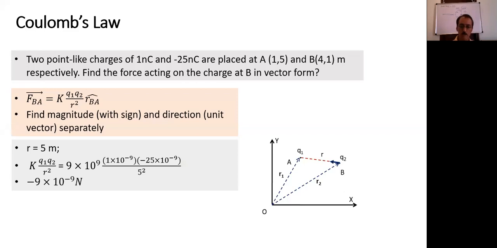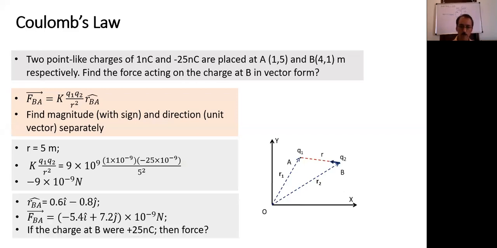Then we calculate the direction of force. You notice this is the direction of force. And then we calculate the unit vector R_BA. How do we calculate the unit vector R_BA? Vector AB, we divide by its magnitude. What is vector AB here? Can you all calculate the vector from A to B?